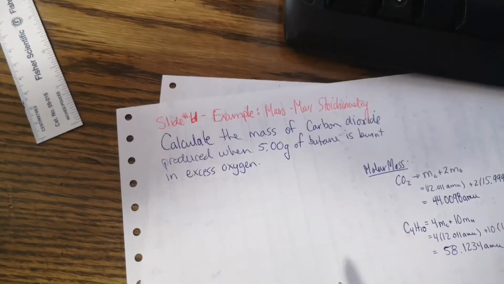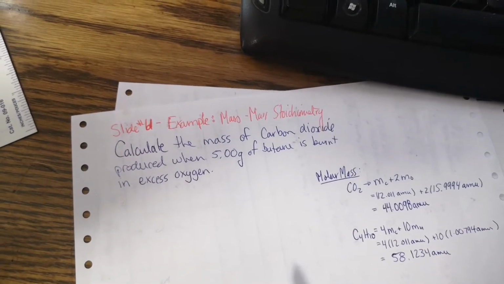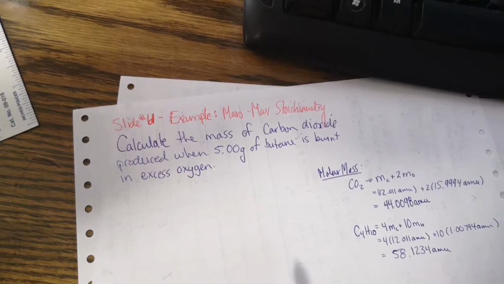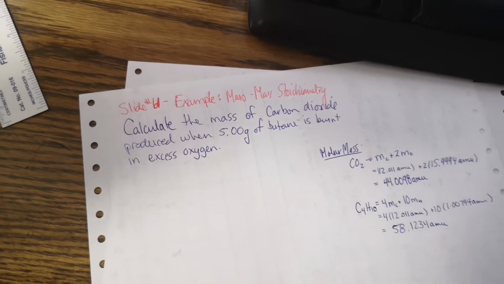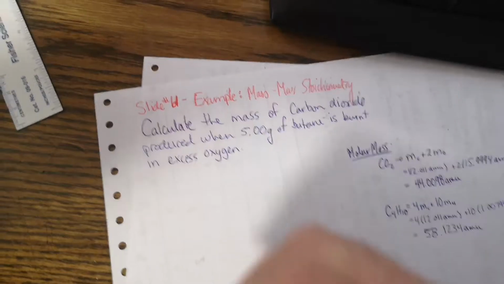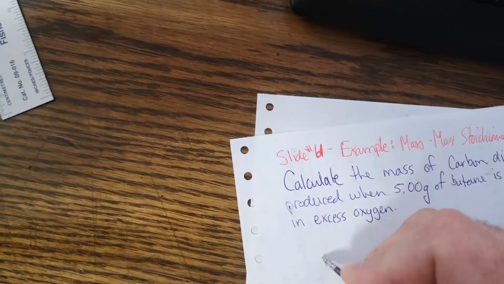Hey again there, guys. On slide number 61, in the example of mass-to-mass stoichiometry, we're asked to calculate the mass of carbon dioxide produced when 5 grams of butane is burnt in excess of oxygen. As with all stoichiometry calculations, we need to start with a balanced chemical equation.